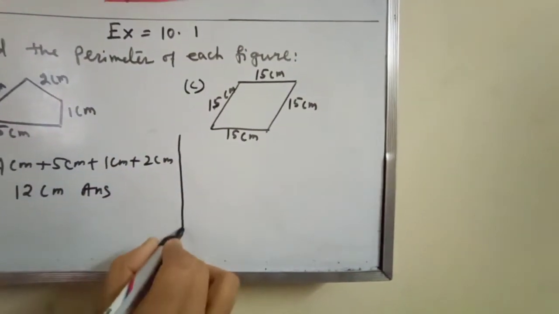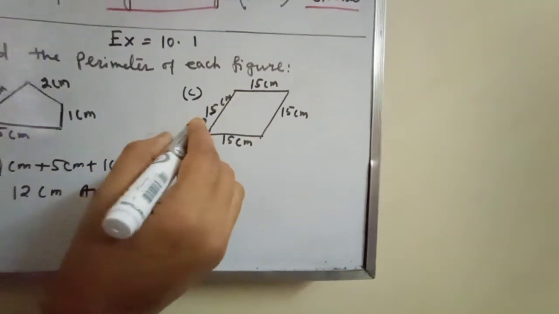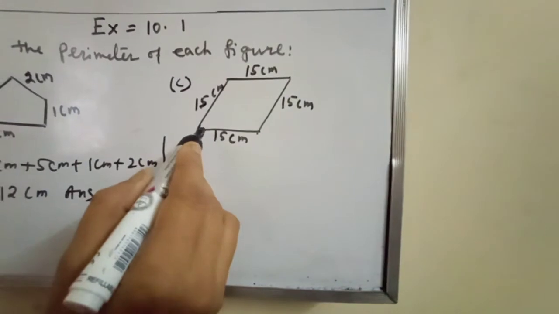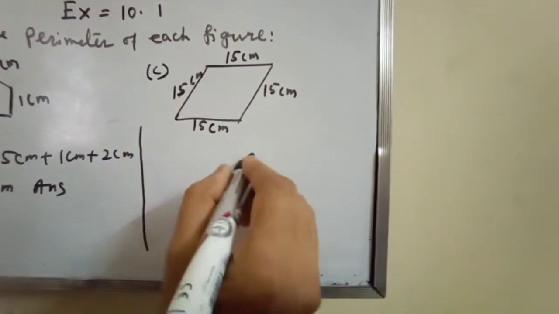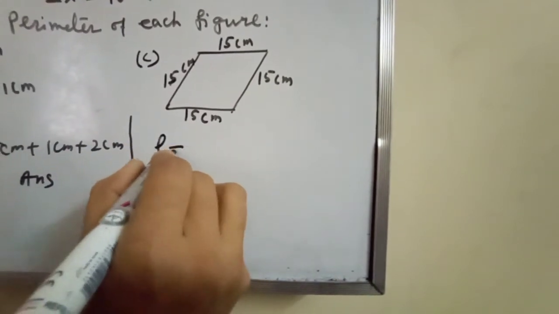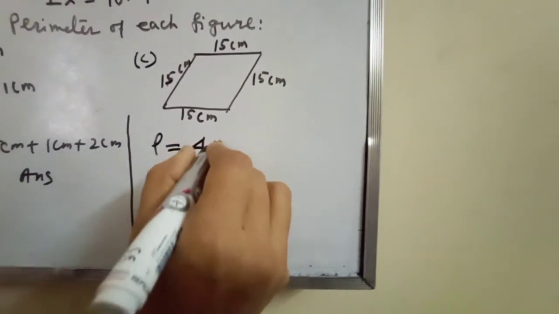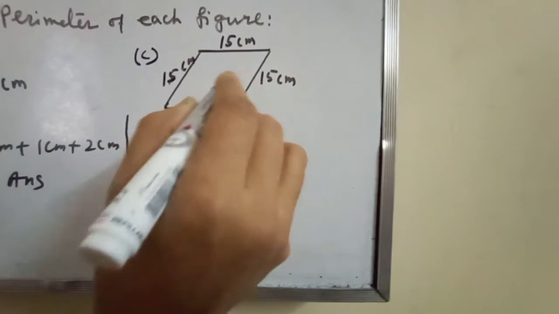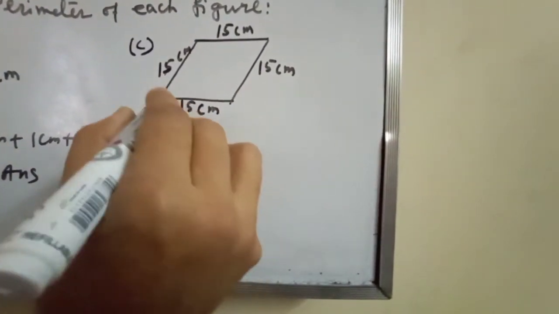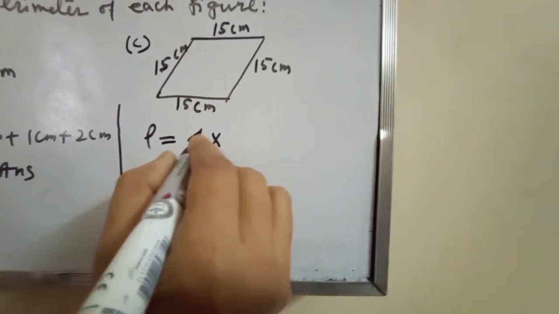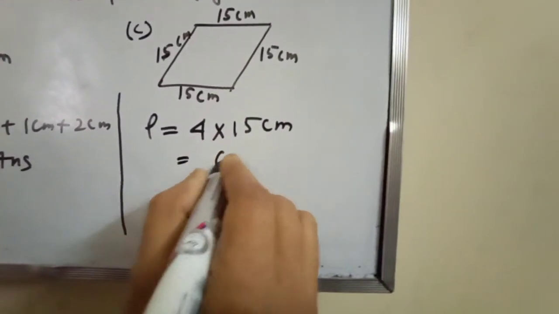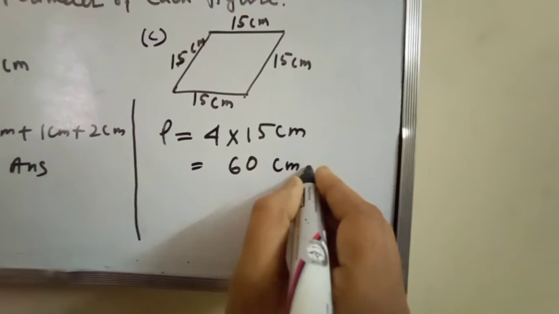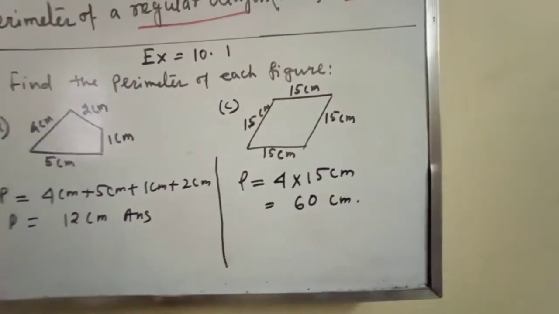Next, the figure where all the sides are equal, so it is a rhombus. 15, 15, 15, 15. What will you do? You will add 15 four times, or as all the sides are equal, it is a regular shape figure, so you can write 4 into 15 centimeter, that is 60 centimeter. Understood?